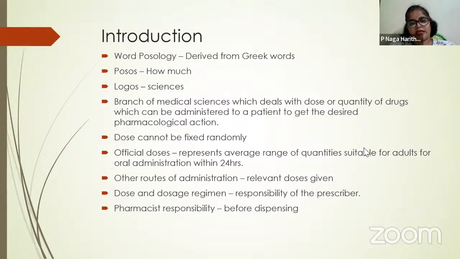If any mistake has happened, everyone is a human being, there is a chance of making a mistake. So you have to take the responsibility from your side, and then you have to dispense the drugs. So this is all about the introduction to posology.